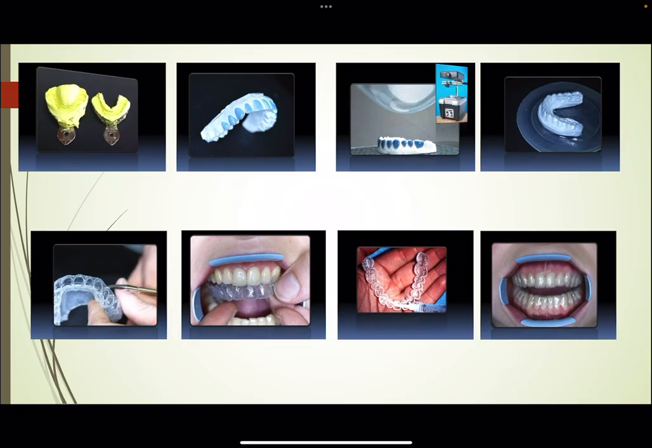Now these are different images. You can see in the first image the impression being taken, the cast is poured and separating media is applied. Then we do the vacuum formation, and then we get the material. We trim and finish the material and seat it in the patient's oral cavity. Then we demonstrate to the patient what has to be done and what instructions have to be followed.